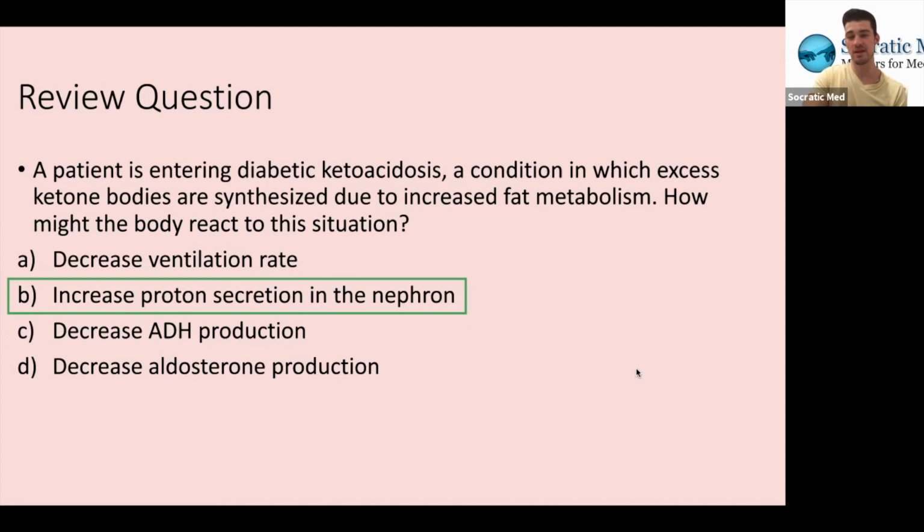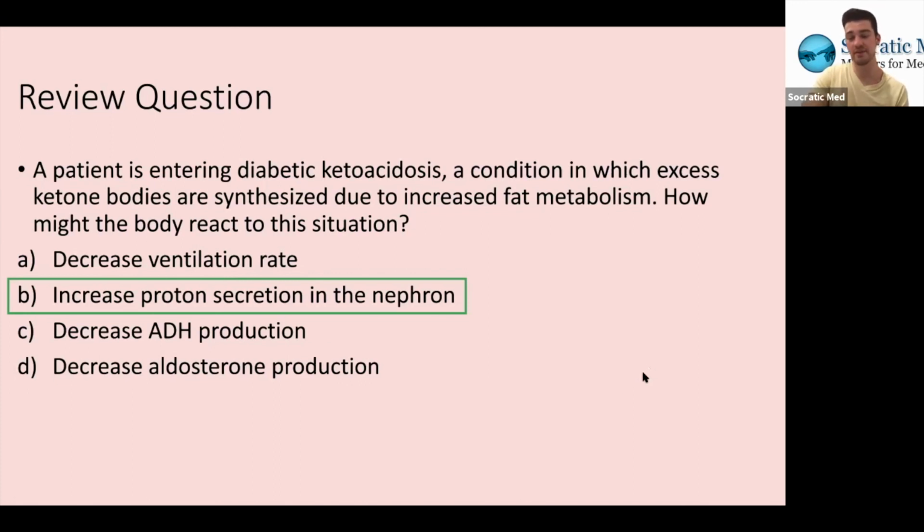Does that make sense? And for B to be correct, it's important you understand what secretion means. So proton concentration is increasing in the body as we become more acidic, yes. So in order to get it back down, we have to secrete those protons. We have to get rid of them. Secretion basically just means getting rid of them. So if we're getting rid of the protons, we're bringing the pH back up.